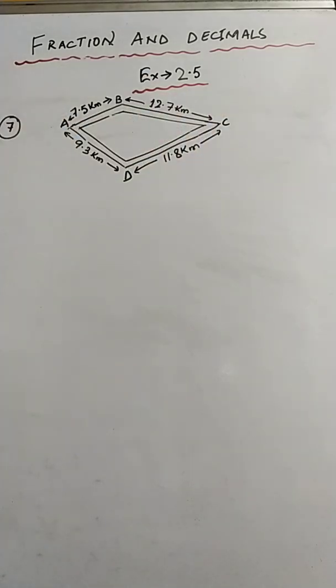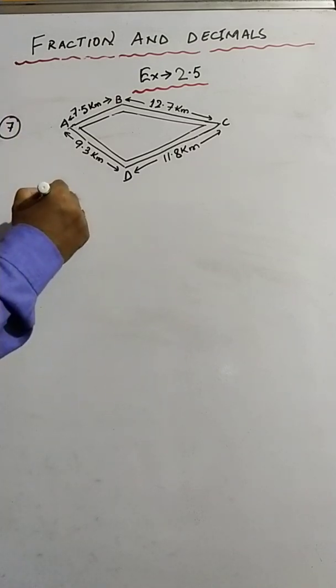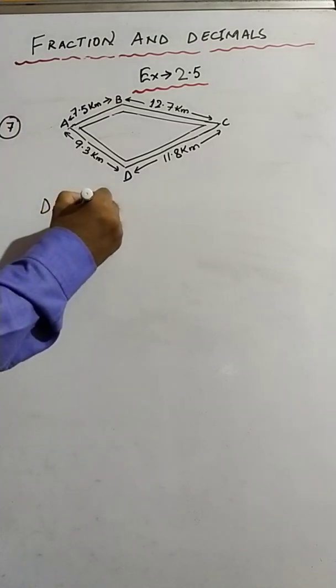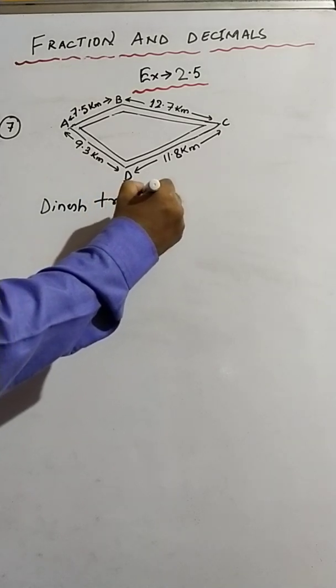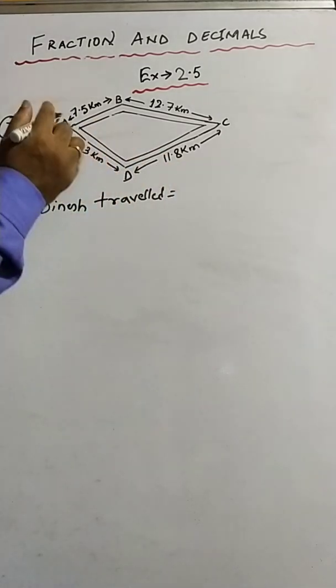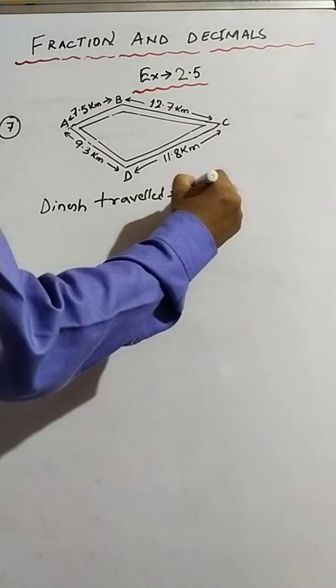Okay. So now you have to find out who traveled more and by how much. This is a very simple question but very interesting one. So let's see how far Dinesh has moved. Fine. So Dinesh traveled. Now Dinesh traveled from where to where? A to B, that is AB.